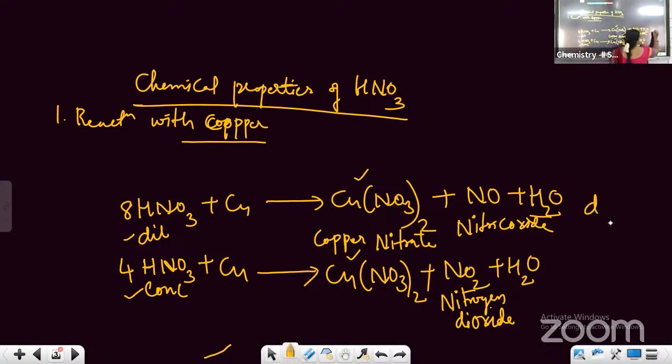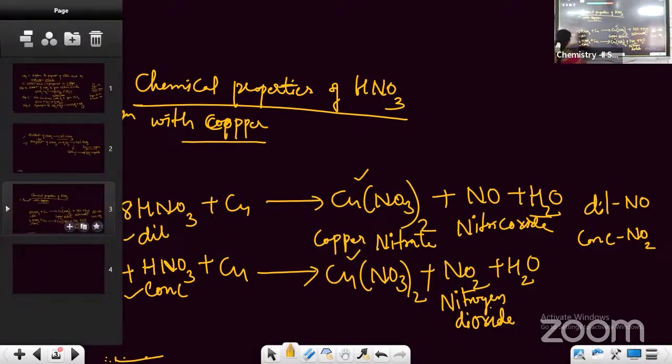So with the dilute, you are getting NO. This copper nitrate is common. So you are getting NO with the dilute, whereas with the concentrated, you are getting NO2. Make out this difference. Water and copper nitrate are common for both. Remember this: copper nitrate and H2O are common for both. But what is the different product you are getting? NO with the dilute HNO3, whereas NO2 with the concentrated HNO3. Please copy down, and you can balance this reaction.